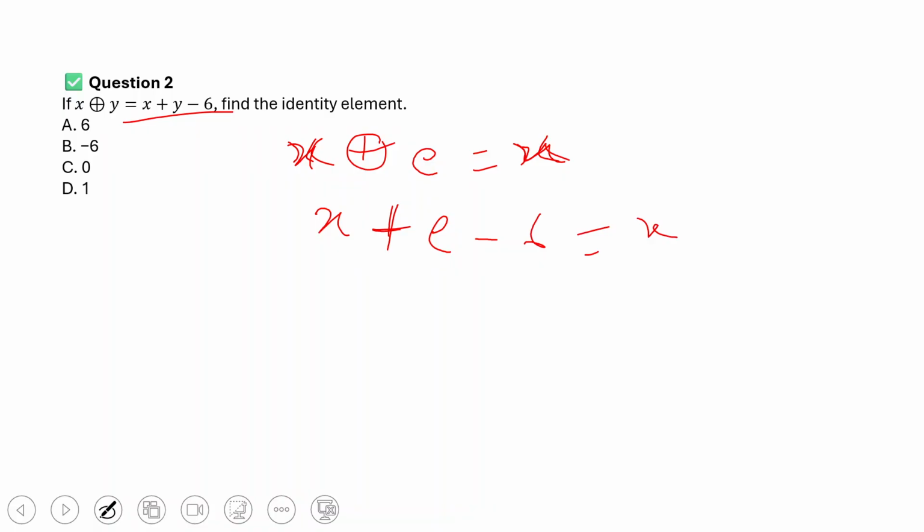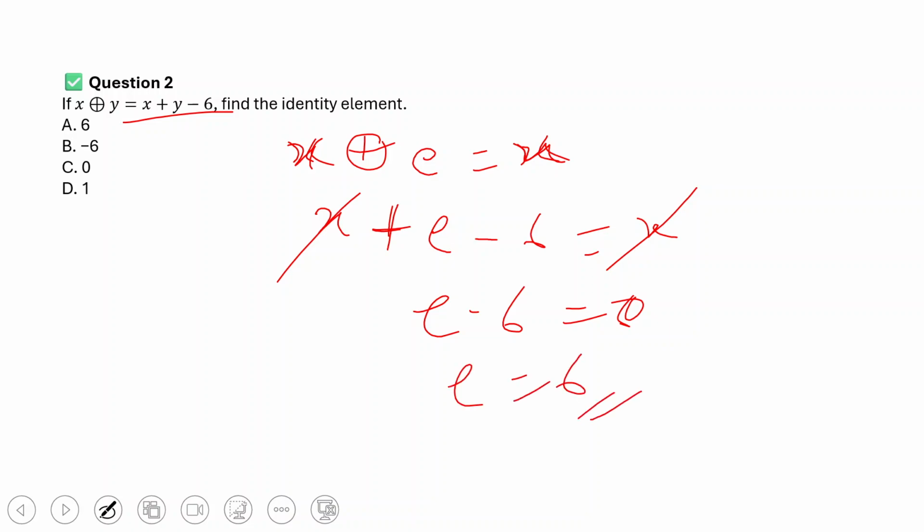So how do I get this particular one? When I subtract x from both sides, this cancels. So I have e minus 6 is equal to 0. Then e is equal to 6. So the identity element here is 6. So this is what will be added to this expression so that it will not change. So the answer is A. Okay.